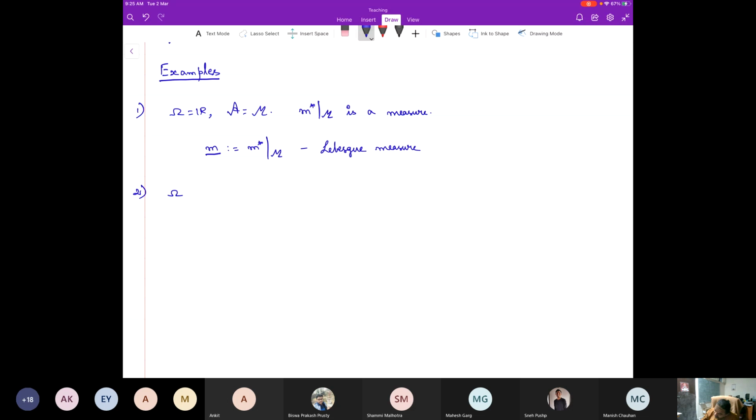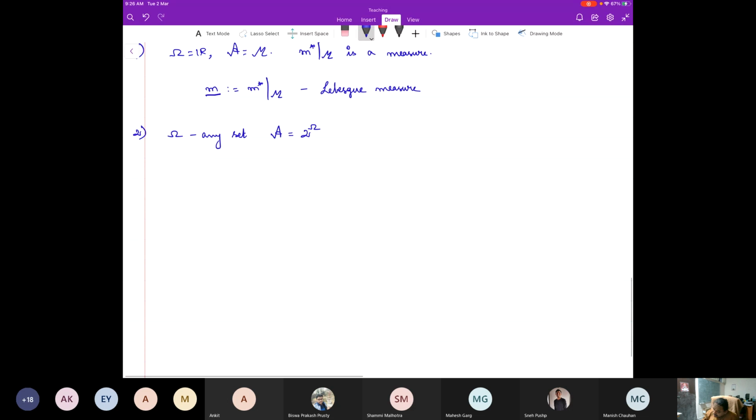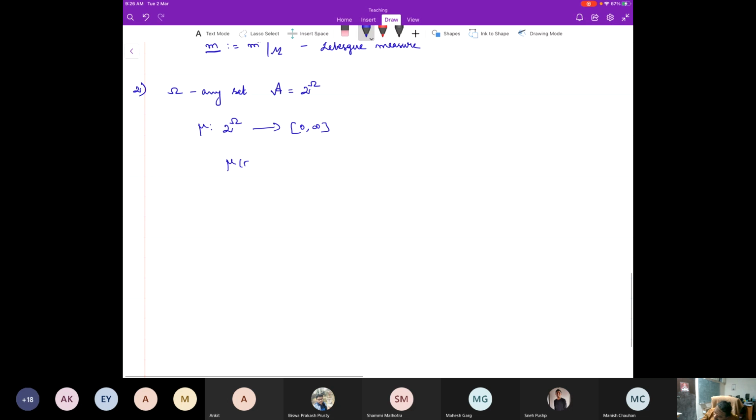So you choose omega to be any set, and A to be 2 raised to the power omega. Yes, so I am coming to the example that was given by Mahesh. So define mu from 2 raised to the power omega to 0, infinity as mu of E equal to 0 if E is just an empty set, 1 if E is non-empty. This is what you wanted, right, Mahesh?